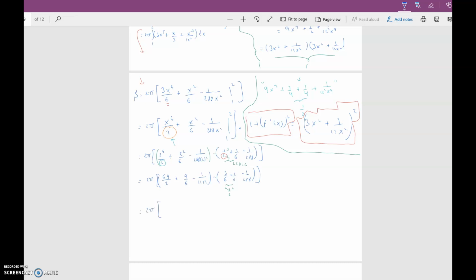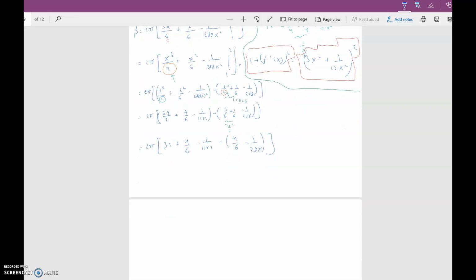So you still have the values of 2 pi, and then, well, we can start simplifying. So this is going to give us a 32 plus 4 sixes minus 1 over 1152, minus, and let me rewrite it as 4 sixes, minus 1 over 288. And then let me just double check.